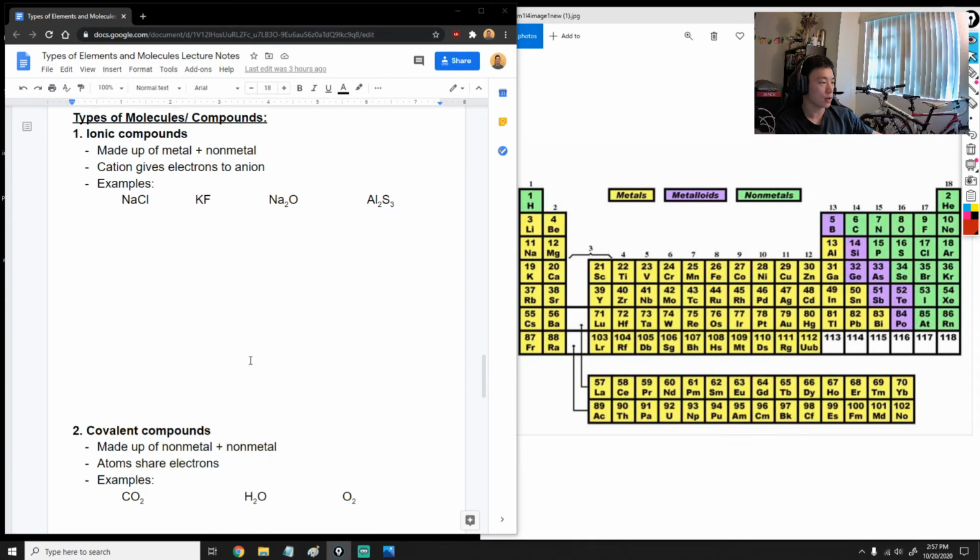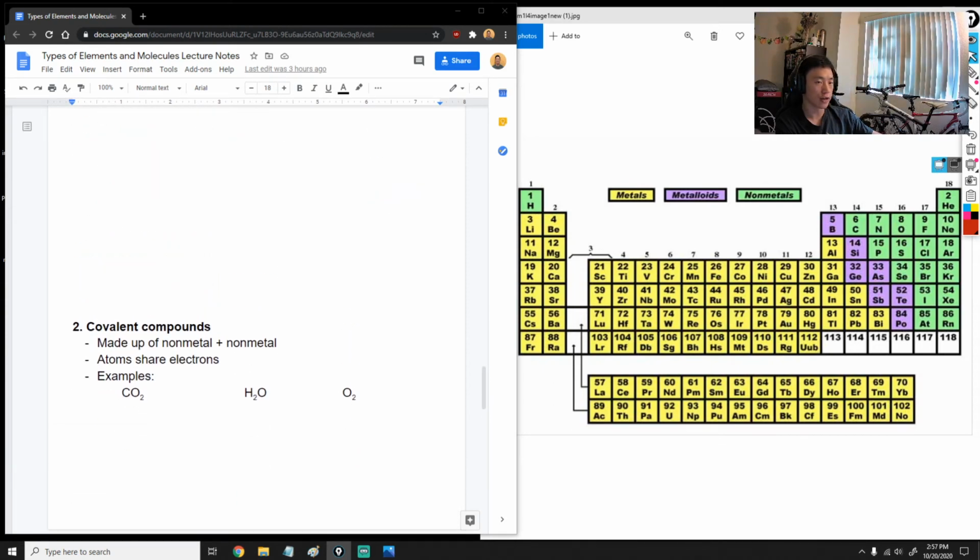Alright, the second type of molecules or compounds are called covalent compounds. Covalent compounds are made out of nonmetals plus nonmetals. Basically it's when the things in the green right here combine with each other. Here the atoms share electrons. We'll go more into detail about that later, but just know that covalent compounds have to be made with multiple nonmetals. Here we have CO2. If you notice, C is a nonmetal and O is a nonmetal. Since both of these are nonmetals, these are going to be covalent compounds.